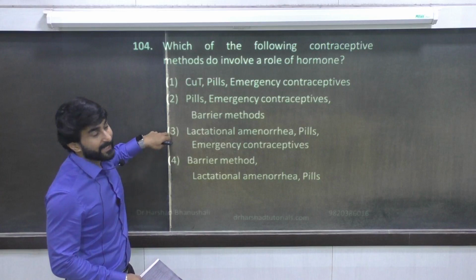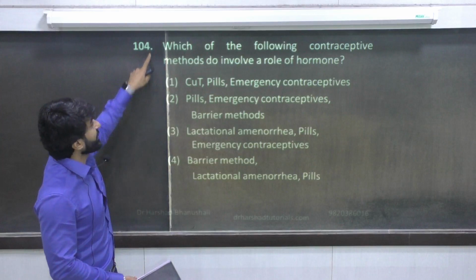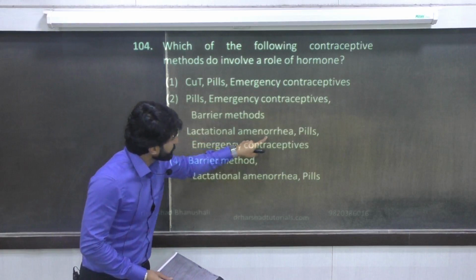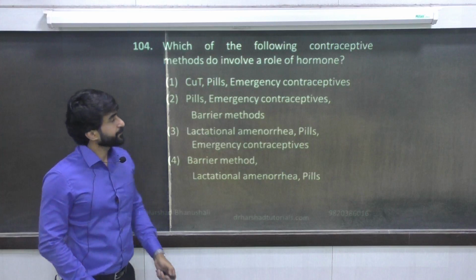We can rule out option number 4 because of the presence of barrier methods here, as I've already told you before. So question number 104, which of the following contraceptive methods do involve the role of hormone? Our answer would be option number 3, because lactational amenorrhea is because of prolactin, pills and emergency contraceptives are because of progesterone, estrogen, hormone. So our answer for 104 would be option number 3.